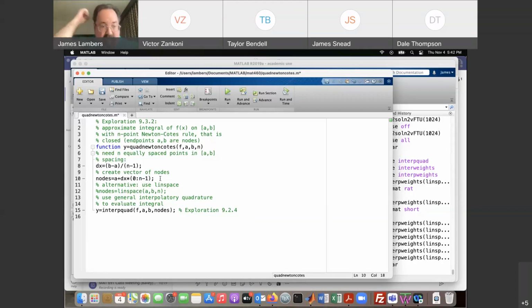All right. And then once you have the nodes, you're just delegating. It's interpolate that's going to do all the real work. So you're using an interpolatory quadrature rule to integrate f over ab, and then you have your nodes. So then interpquad will call the function I mentioned earlier, interpweights, to compute the weights for interpolatory quadrature by integrating the Lagrange polynomials, and then the quadrature rule will be evaluated.